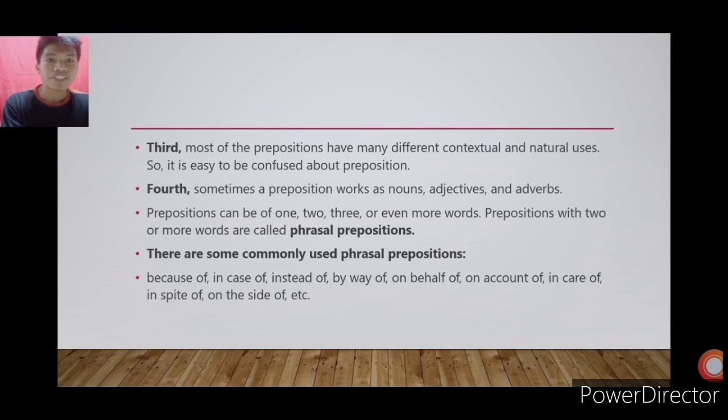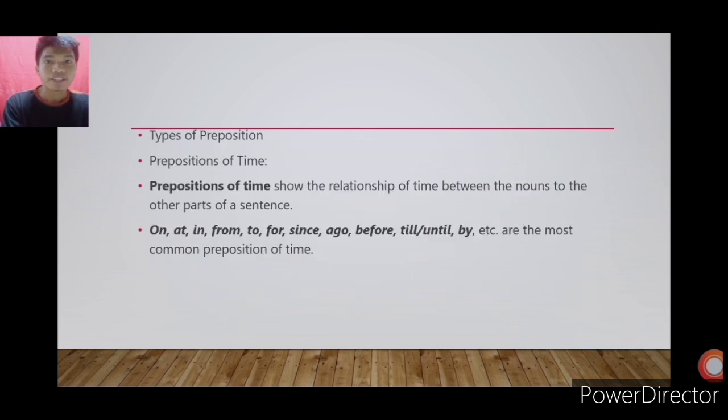Some commonly used phrasal prepositions: because of, in case of, instead of, by way of, on behalf of, on account of, in care of, in spite of, and on the side of, etc. Types of preposition. Preposition of time. Prepositions of time show the relationship of time between the noun and the other parts of the sentence. On, at, in, from, to, for, since, ago, before, till or until, by, etc. are the most common prepositions of time.